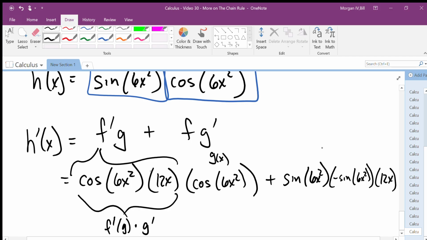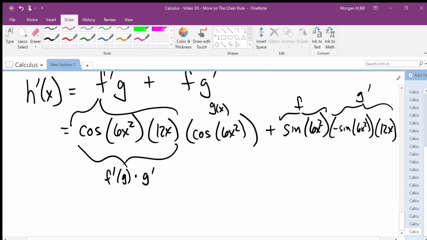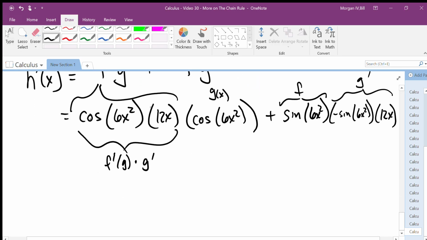All right, so we're just leaving the f function, that's the sine of 6x squared. The negative sine, 6x squared times 12x, that is g prime, but it's g prime using the chain rule. So we have cosine of 6x squared times 12x times cosine of 6x squared. That looks like 12x cosine squared of 6x squared.